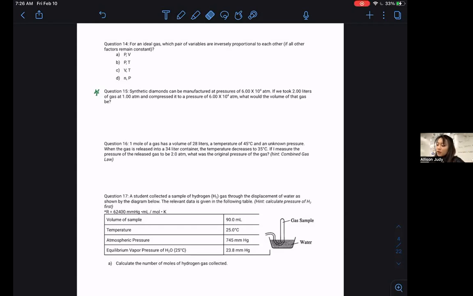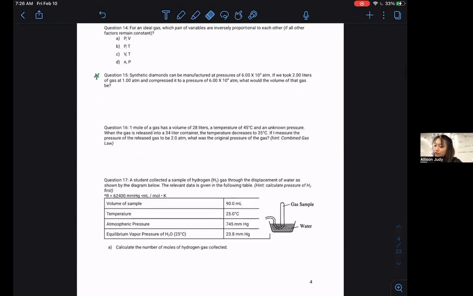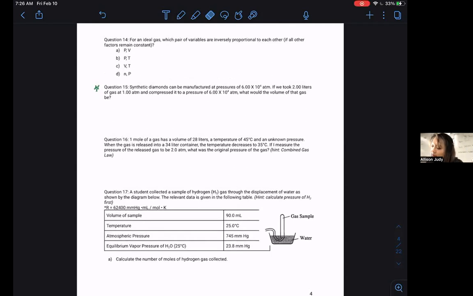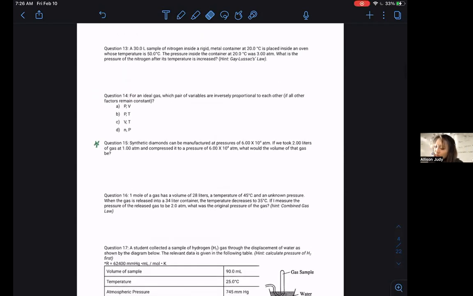So let's go to page 4, question 15 in your workbook. Here we have synthetic diamonds can be manufactured at a pressure of 6.00 times 10 to the 4th atm. If we took 2 liters of gas at 1.00 atm and compress it to a pressure of 6.00 times 10 to the 4th atm, what would be the volume of that gas?